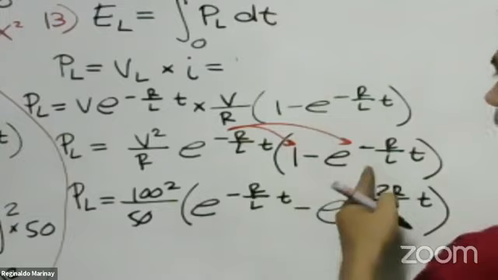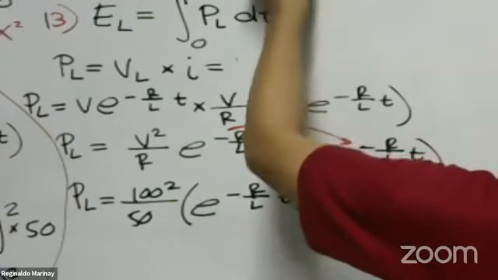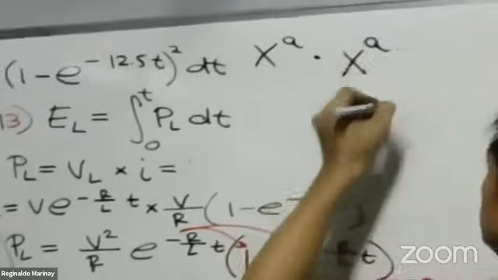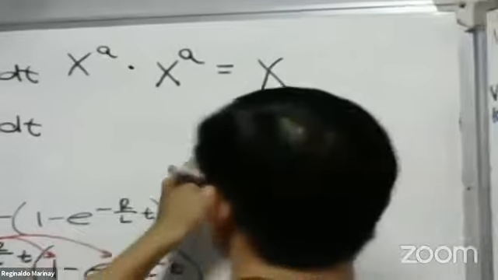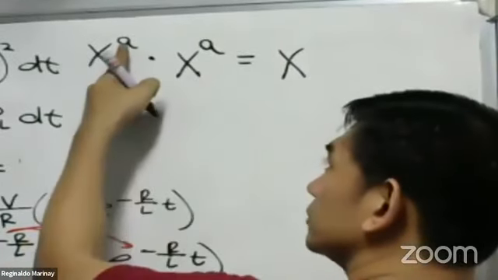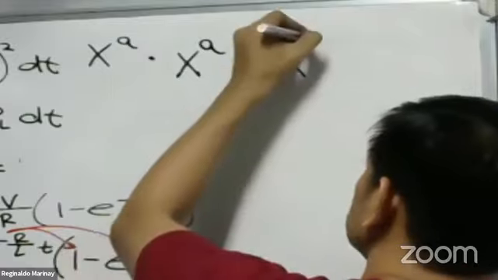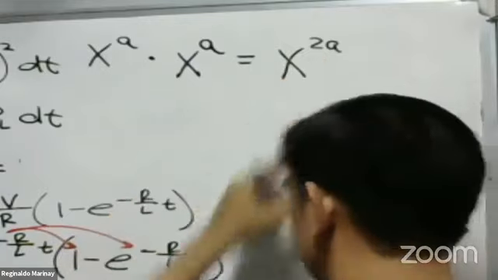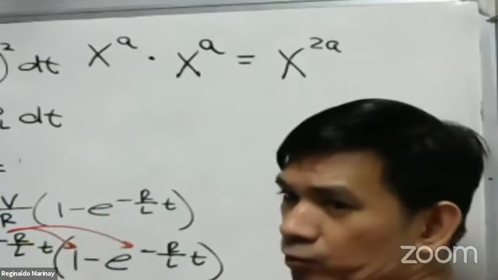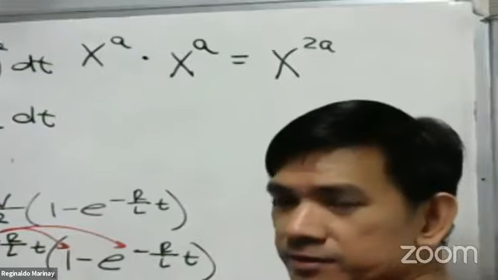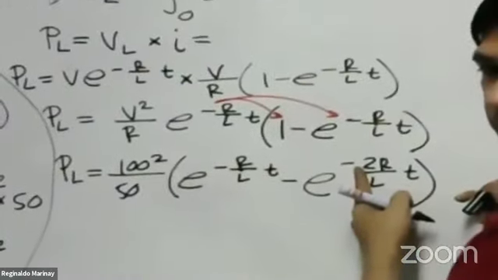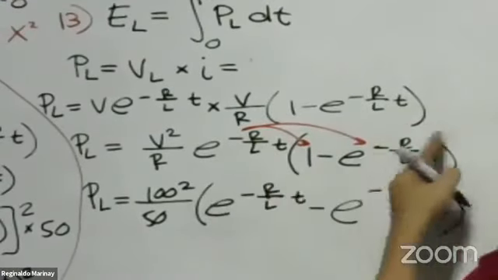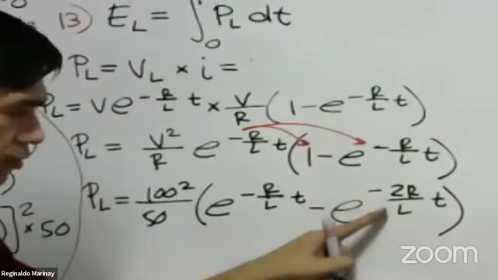Why is that, sir? How is that? Oh, that is just algebra. X raised to A multiplied by X raised to A, what is that? The same base, what are you going to do with the exponent? A plus A, that is 2A. You are going to add the exponent, right? That is why I put here 2. Please focus on this one. This equation is the same as this equation, that is why I just put here 2.